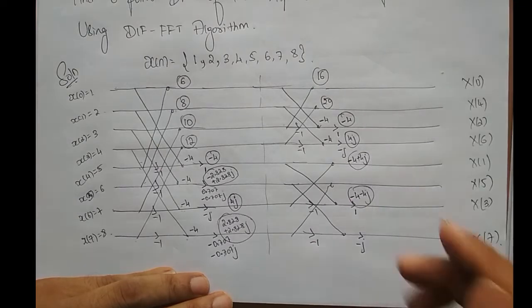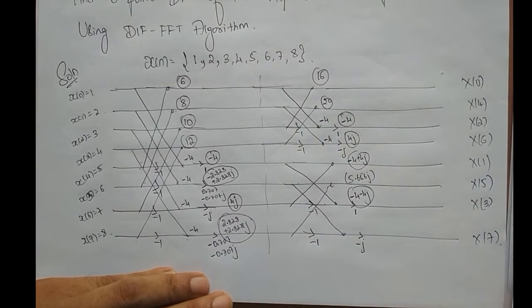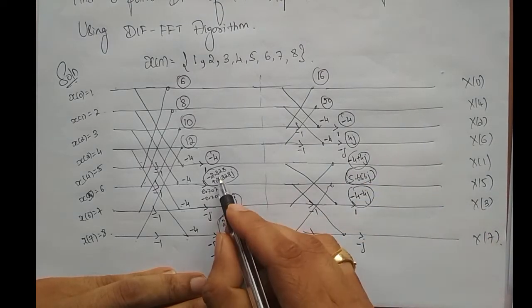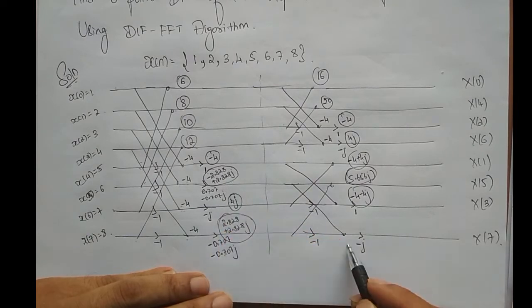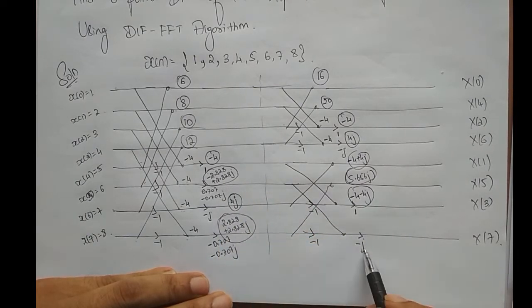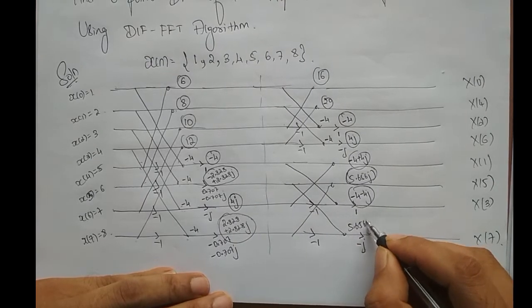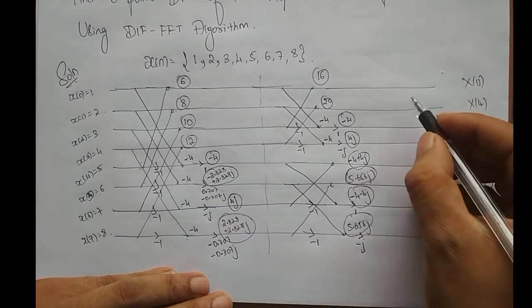So we get 5.656j. So this is the output. And here, 2.828 plus 2.828j is subtracted with 2.828 plus 2.828j and scaled by -j. So we end up with 5.656j. Okay, you check this answer.